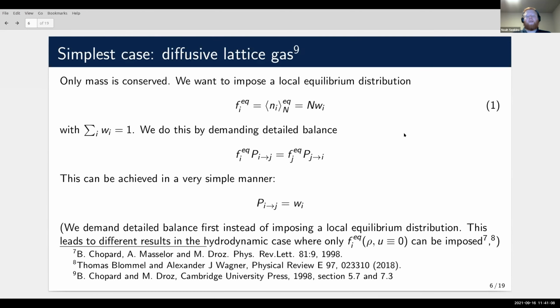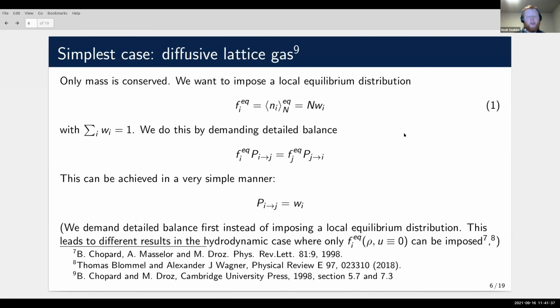So we impose this local equilibrium distribution by demanding detailed balance, in which the equilibrium state of i times the probability of having a particle move from velocity i to velocity j has to be equal to the equilibrium state of j times the probability of a particle moving from velocity j to velocity i. And of course, in a simple-ish manner, we can demand this detailed balance by setting the probability of moving a particle from i to j as the weight of j.